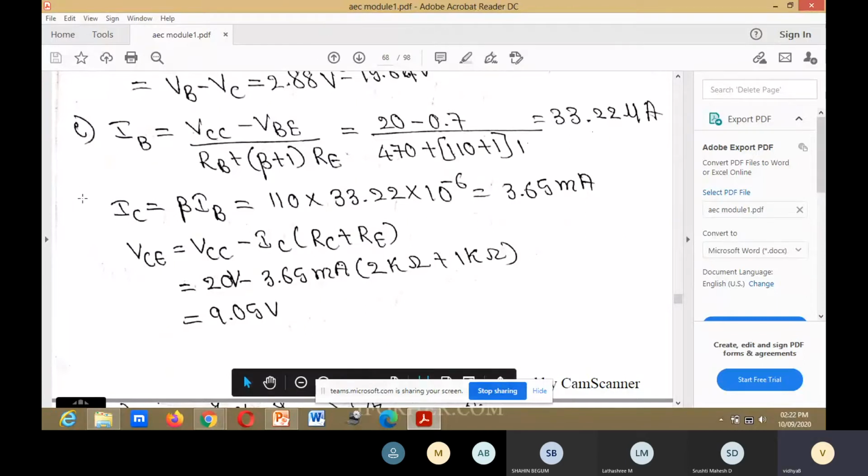IC is equal to beta into IB. They have asked, when beta is equal to 110, what is the value of IC and VCE? So beta will be 110 into IB value 33.22 into 10 to the power of minus 6. You will get 3.65 milliamps. Once again, I am repeating, don't substitute the RB value as 470. It is 470 into 10 to the power of 3.